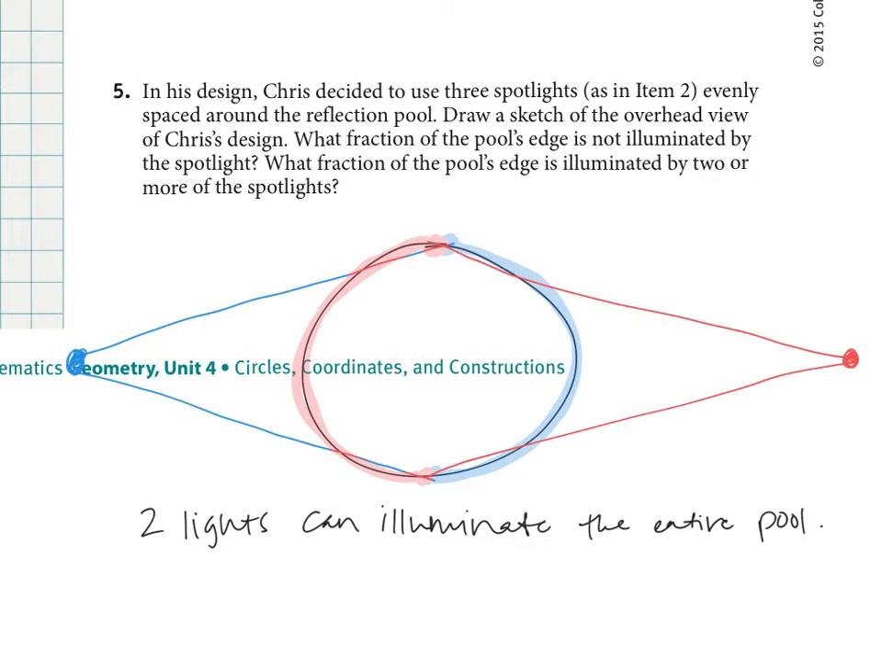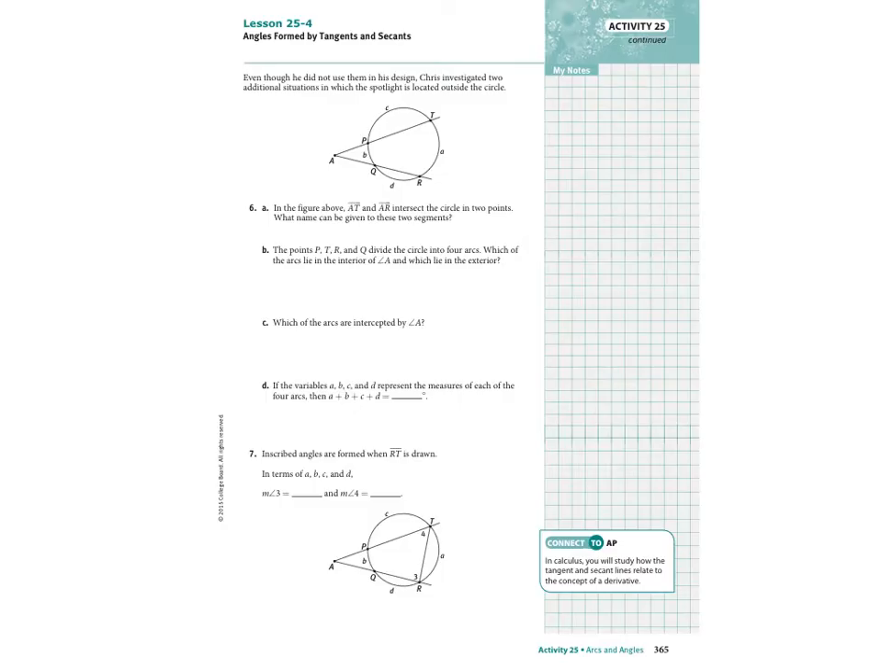So it says, what fraction of the pool's edge is not illuminated by the spotlights? Well, right now we're going to say 0% or 0 out of whatever our fraction is. It says, what fraction of the pool's edge is illuminated by 2 or more of the spotlights? We can see that it's going to be 100% of what we're looking at. Let's go ahead and go to the next page, 365, and keep going up at the top.